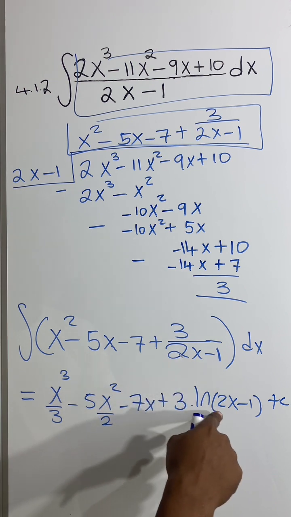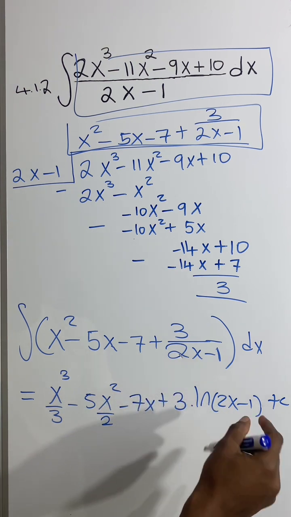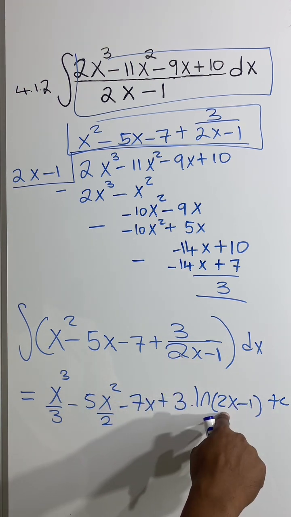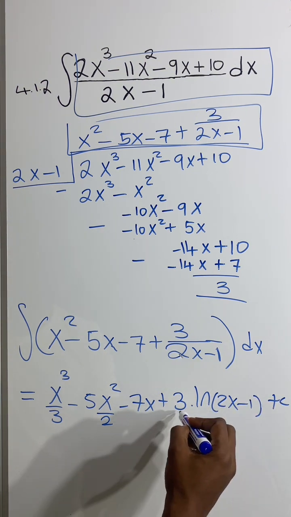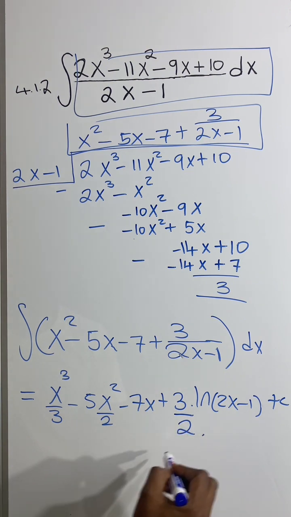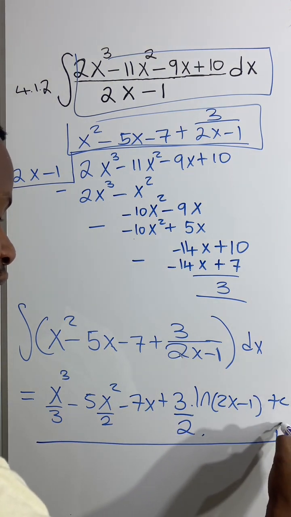But if we were to differentiate this, we are going to use the chain rule inside this parenthesis and multiply this whole thing by 2. But because we are integrating, we will be dividing by 2. And this will be 4.1.3.